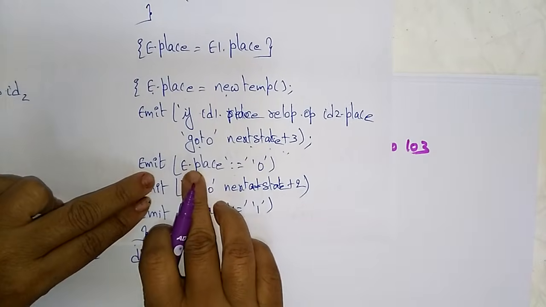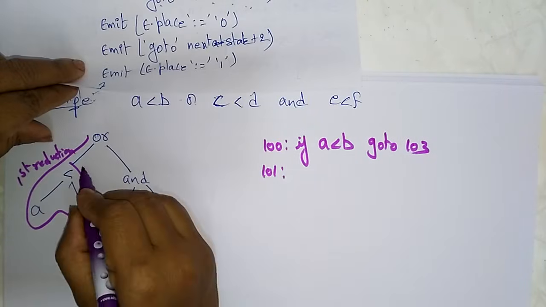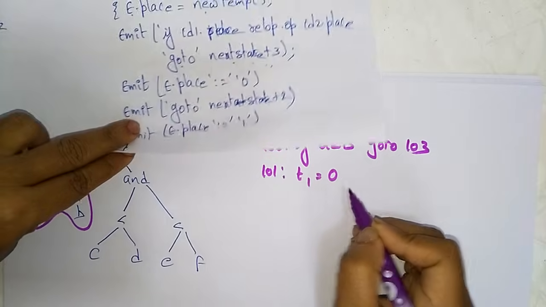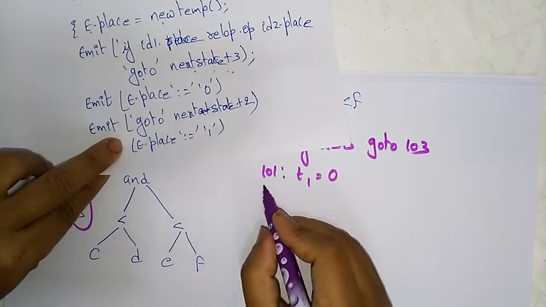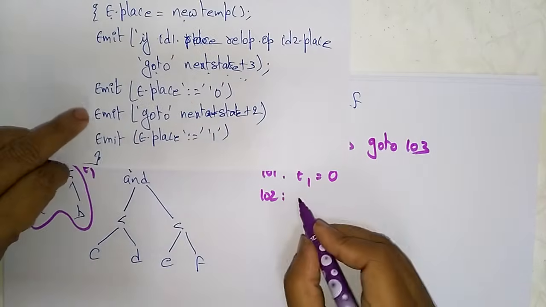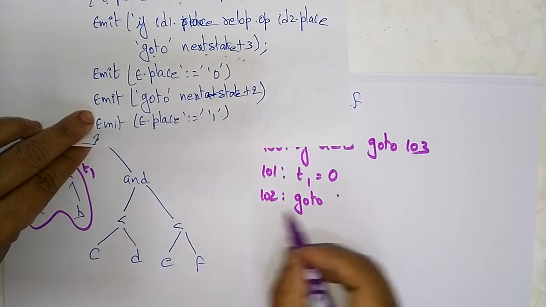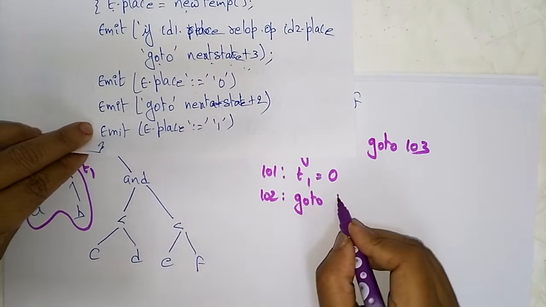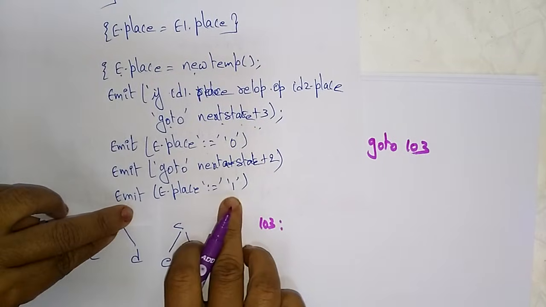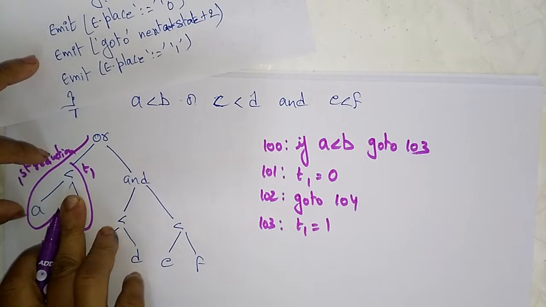So for E dot place, we are taking the temporary variable T1. So T1 is equal to 0. Next, 102 is go to the next statement plus 2. Plus 2 means where do we have to go? 102 plus 2, 104. And 103 is E dot place is equal to 1, that is, T1 is equal to 1. So the first reduction is over.